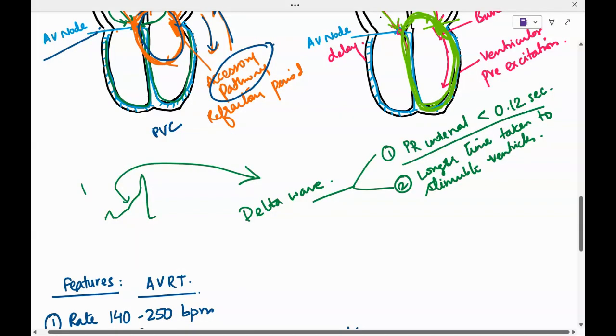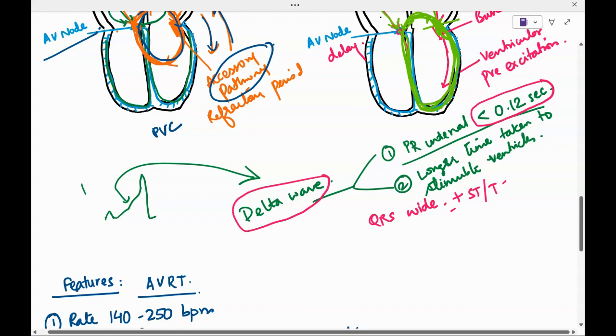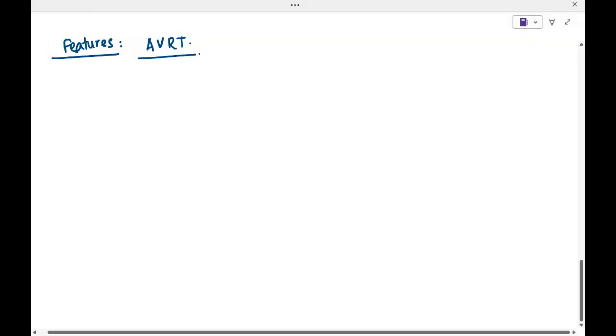So, what are the features of WPW syndrome? One is the PR interval is less than 0.12 seconds, a short PR interval. The QRS complex upstroke is slurred, that is the delta wave, and the QRS complex is wide with ST-T changes. Okay, so what are the features of AVRT?